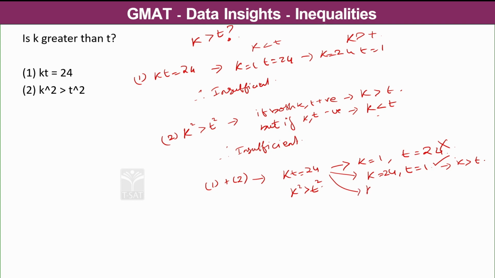But if k equals minus 24 and t equals minus 1, here again we can say that k square is greater than t square, definitely. Minus 24 whole square is the same as 24 square, which is greater than minus 1 square, that is 1 square, but here k is less than t. So, even both together are insufficient, they can go both ways, to answer whether k is greater than t or less than t. Therefore, the answer option is E, when both together are also not sufficient to answer the question.